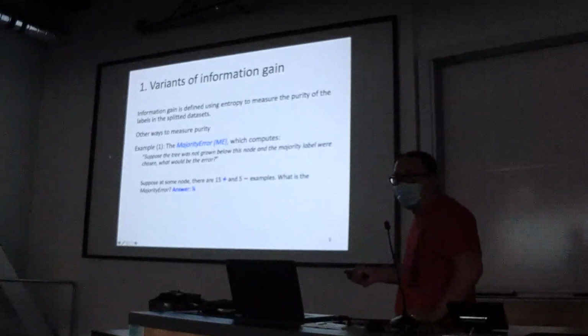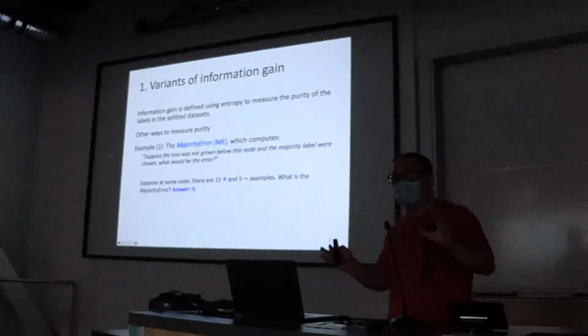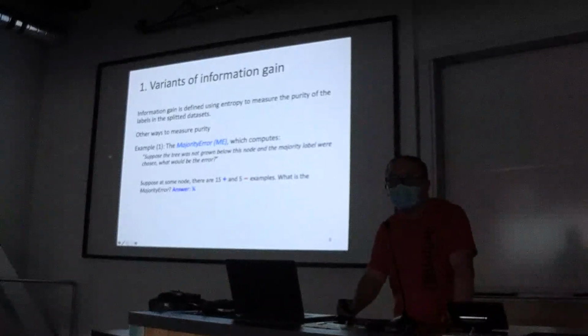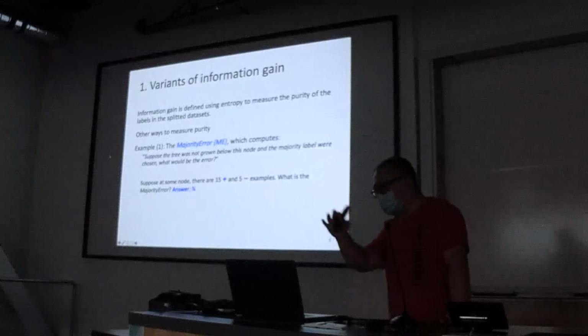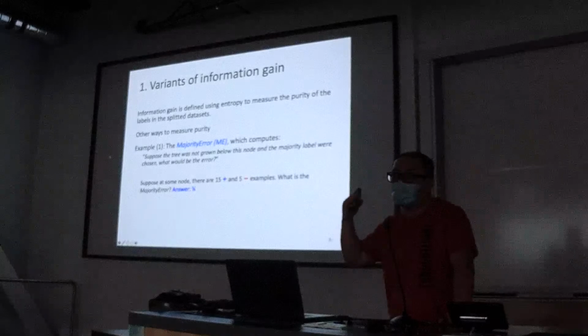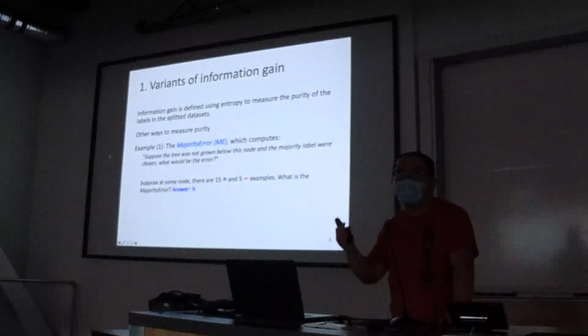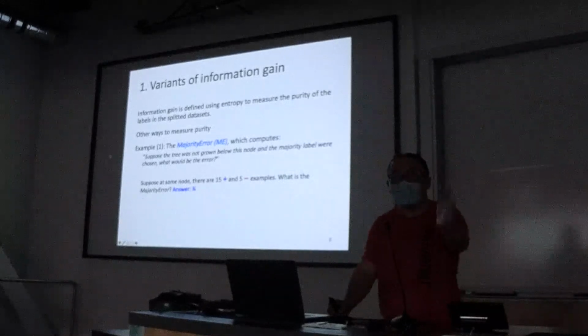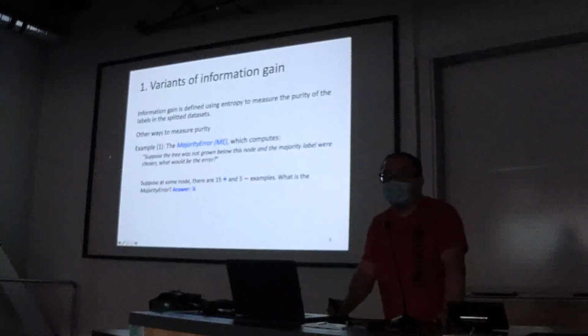So now we can see when the majority error is 0, it's the smallest, but the purity is the largest, right? The purity is the best, because all the examples have the same label. On the other hand, when the majority error is the largest, it is half. Then the purity of the labels is the worst, because you have half positive and half negative. It is perfectly balanced.